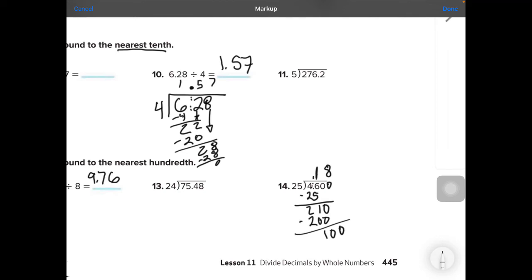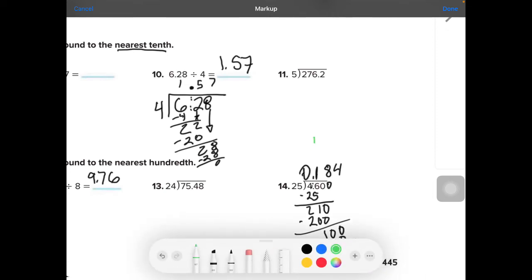So then we have 10 left over, right? We can add just another 0, bring it down. 25 will go into 100 at least 4 times. 4 times 25 is 100. Okay, so there we go.